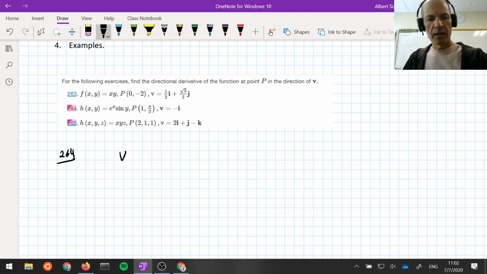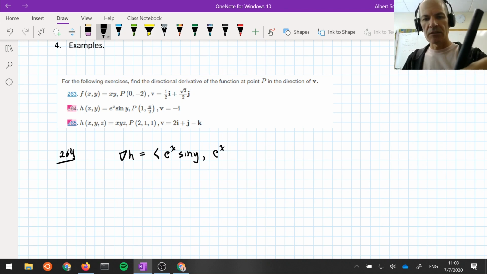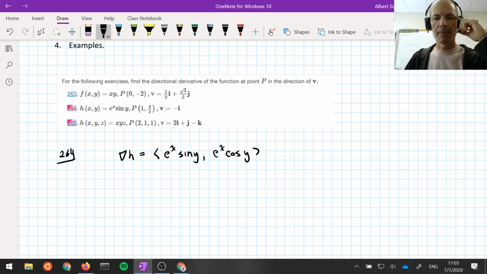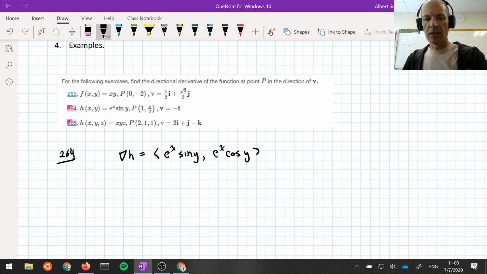we compute the gradient of h, and that's the vector. There are two independent variables, so we're just going to look at all of the first partial derivatives. The derivative of h with respect to x is e to the x sine y, and the derivative of h with respect to y is e to the x cosine y. Now, we want to know what the gradient is at this particular point in the domain. So we write the gradient of h evaluated at 1, pi over 2. And we plug in x equals 1 and y equals pi over 2.